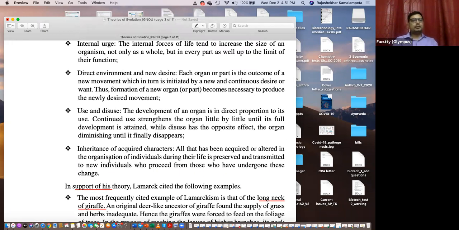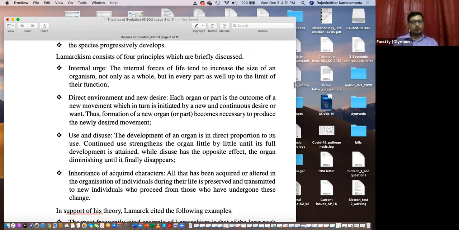It's up to you, depending on the need and demand of the question. Either you talk about all 4 of them like this, or just mention internal urge and environmental change creating the new need, but focus mostly on the use and disuse and inheritance of acquired characteristics.